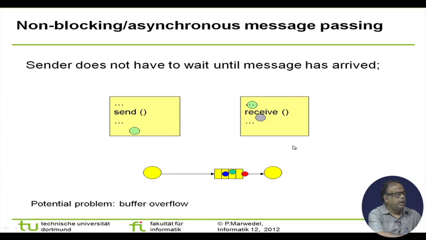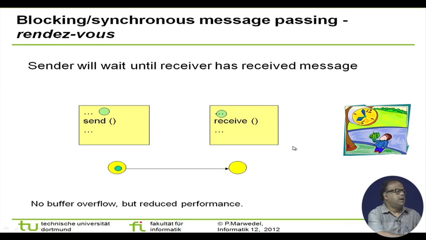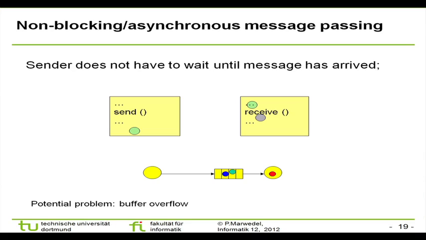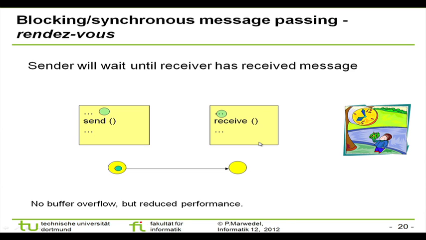So, it goes to the queue, it sends, and here it goes on sending. Consequently, if the receiver is also fast enough, then it will go on consuming, and the whole performance of the system will be good, because the sender does not have to wait. This is called non-blocking. The other way of message passing is blocking or synchronous message passing. For example, here the sender will wait until the receiver has received a message, and till then the sender will not progress.